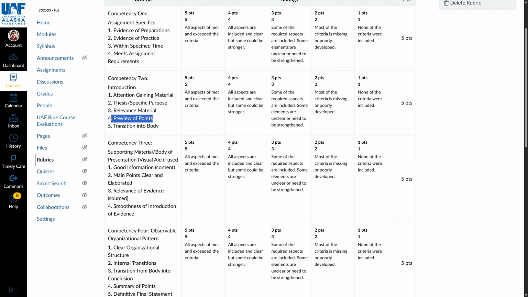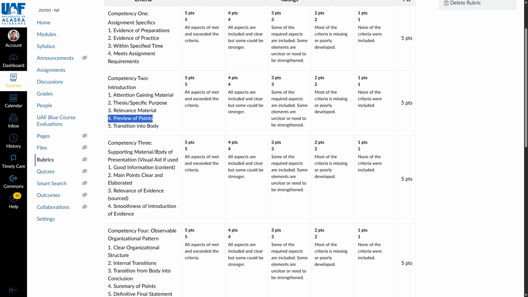Next is preview of points. So you have to, for every speech, preview the points that you're going to be talking about before you begin talking about the body of your speech. So if I'm giving a speech about Abraham Lincoln, I'm going to preview that my points are his early life, his presidency, his life in politics, his presidency in the Civil War, and his death. And I'm going to state those 4 points at the beginning of my speech before I start talking about what actually happened in his early life and give more of the body of that presentation.